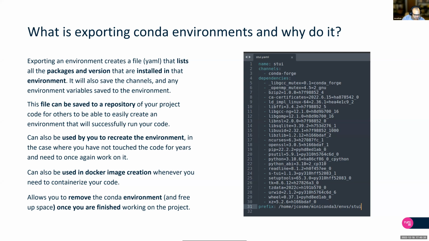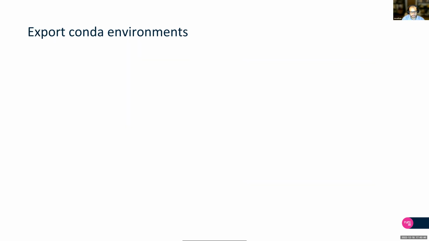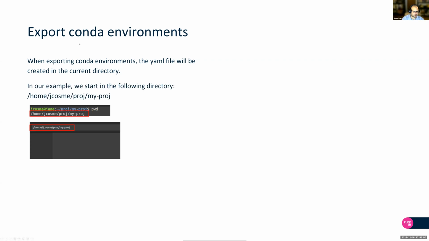And the big benefit here also is that you can remove the environment once you're finished working on the project, and that frees up space. And so when you export Conda environments, the YAML file is going to be created in the current directory. So in our case, we've got the my projects directory.